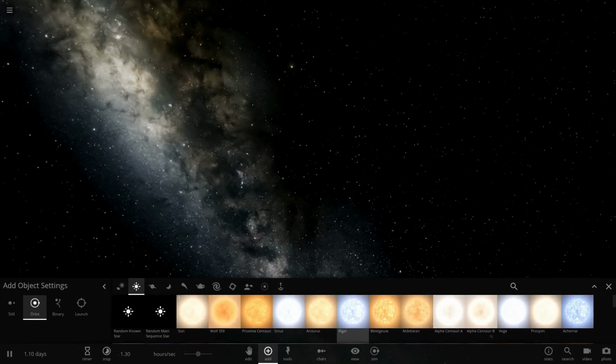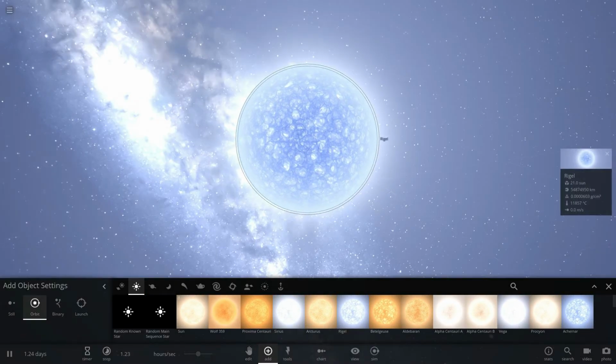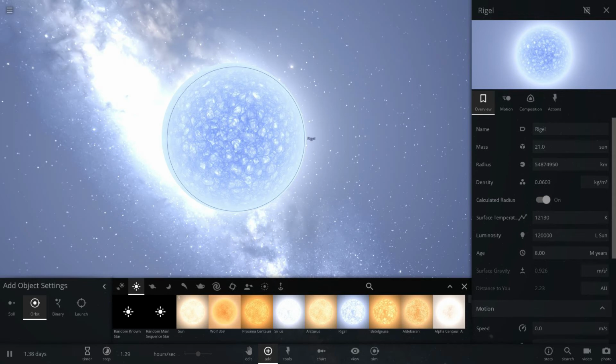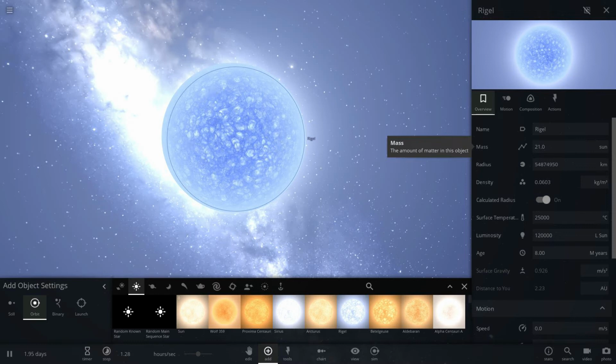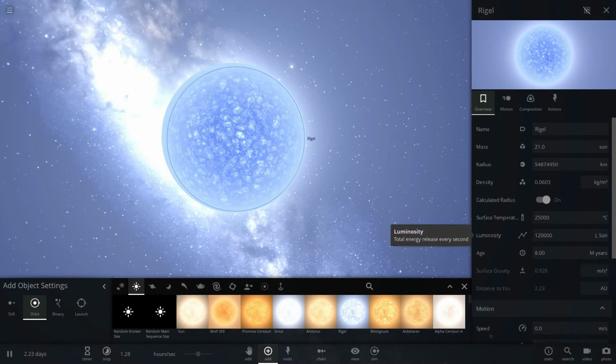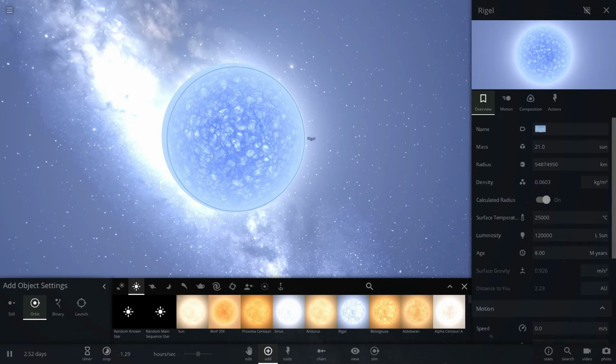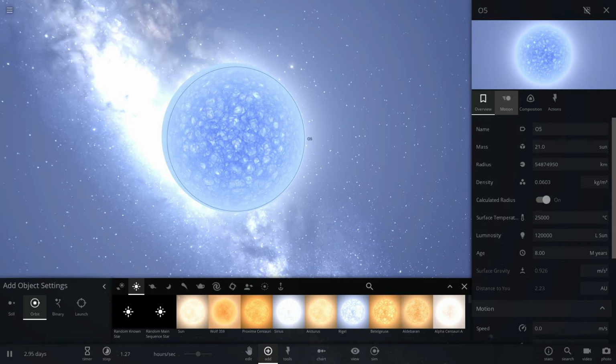I'm going to take Rigel, stick it there, and make it really, really hot. Probably 25,000. Wow! 120,000 times the energy released by the sun. Yeah, that's going to give it, I reckon, an O5. Probably an O5.